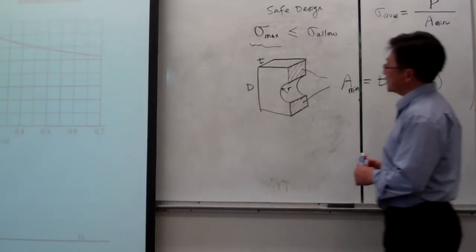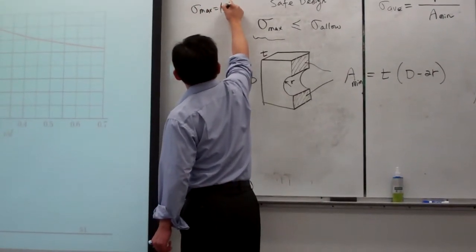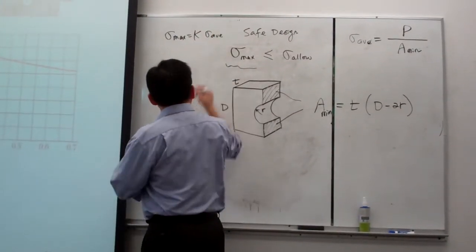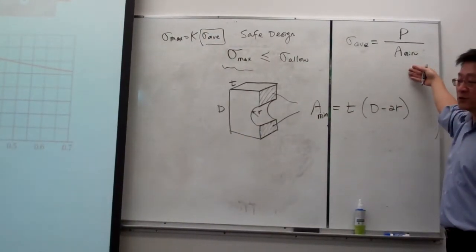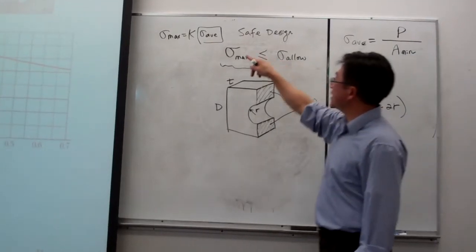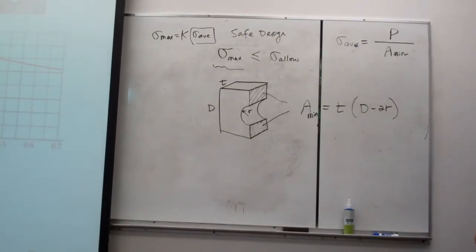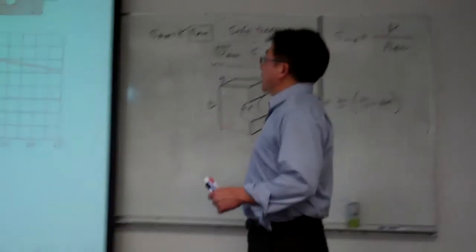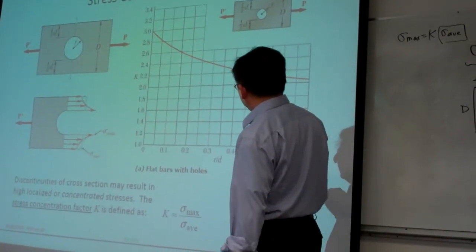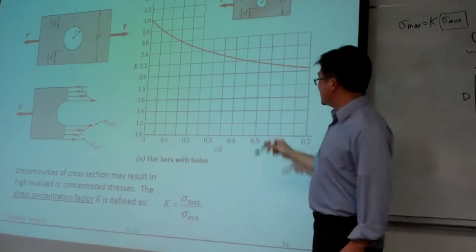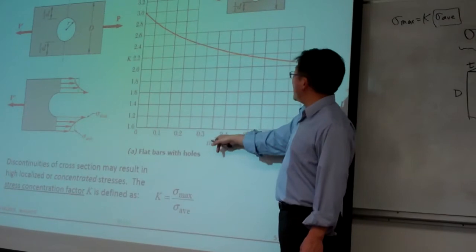So in this formula, we want to calculate sigma maximum equal to K times sigma average. And now the average is by this formula. And again, we have to follow the protocols here. And what is K? The K is this curve obtained from experiment data. Depends on the geometry. These curves are characterized by the r over D, the radius of the hole, divided by the D.